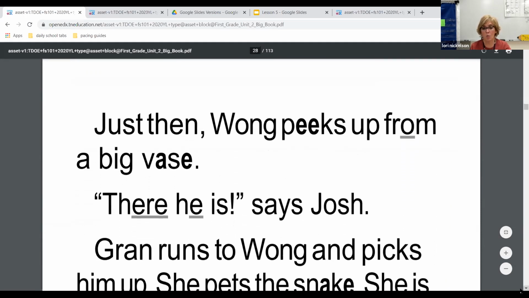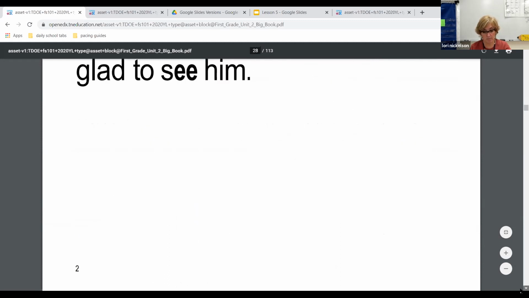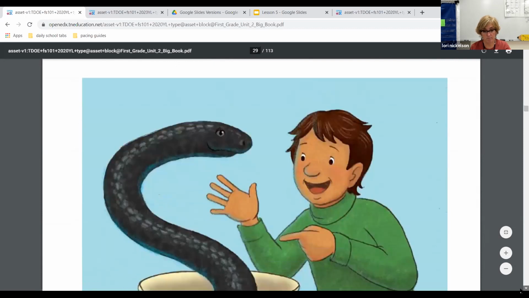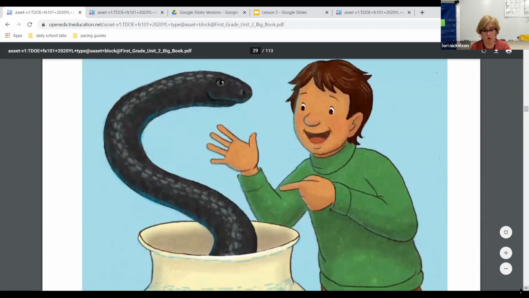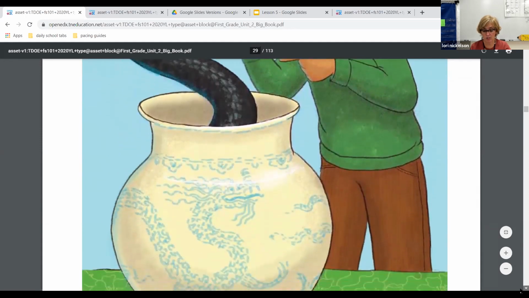Just then, Wong peeks up from a big vase. There he is, says Josh. Gran runs to Wong and picks him up. She pets the snake. She is glad to see him. And there's Wong in the vase with Josh.